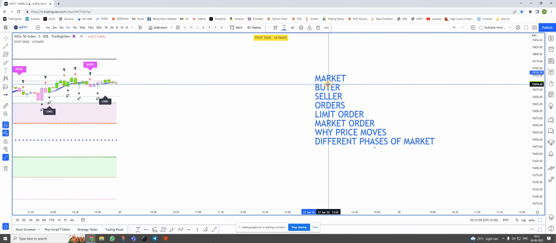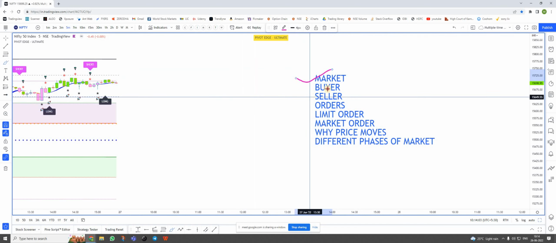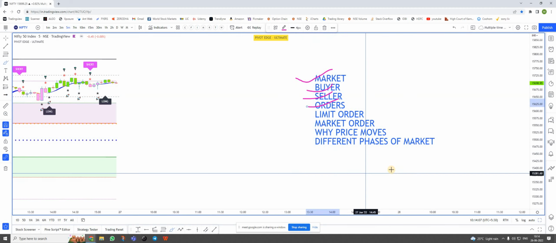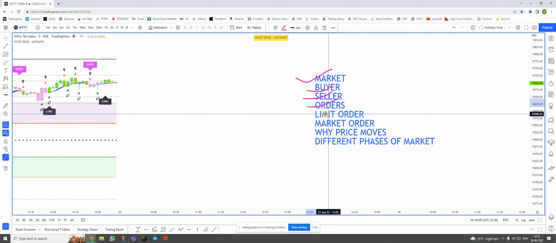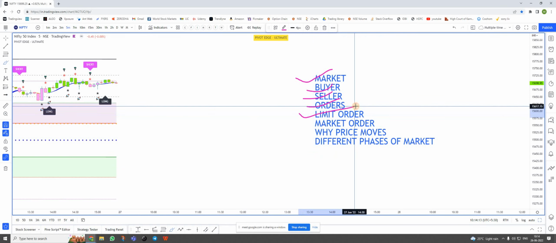So that is how this market works. That's what we are seeing now. We have seen the market, what is a market, who is the buyer and who is the seller, and orders. In terms of our stock market trading here, you can place an order to buy or sell in various types.